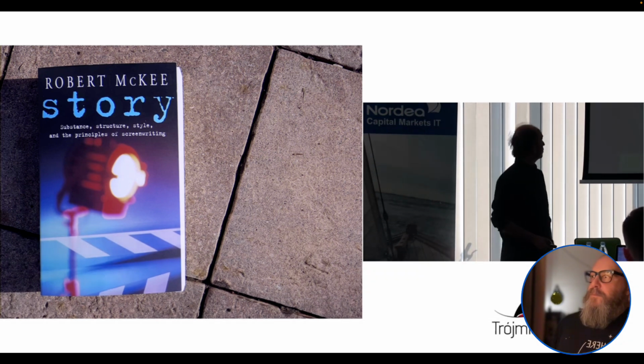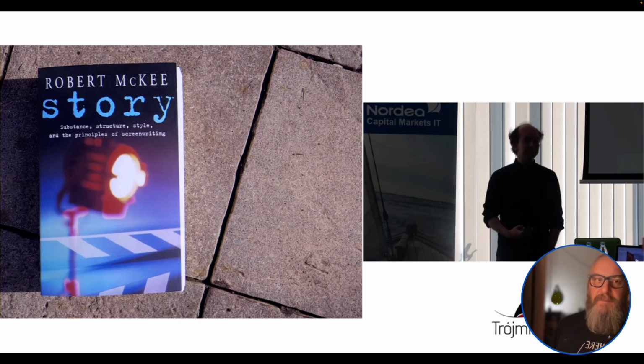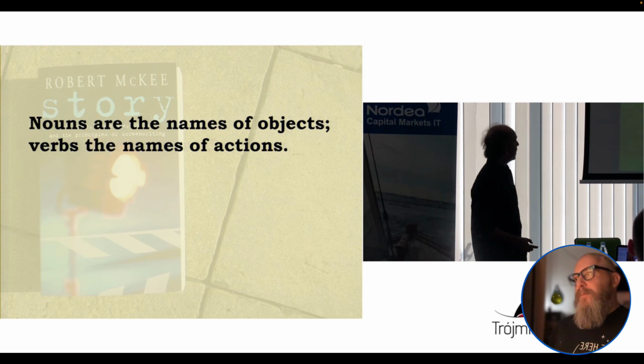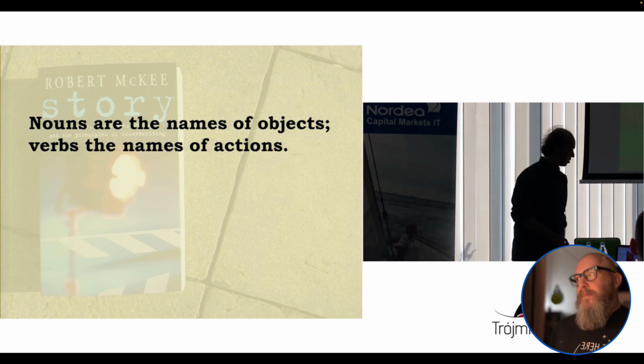And this is an interesting book I came across recently, Robert McKee's Story. It's about screenwriting, and in it he describes a number of techniques and observations, very useful if you want to watch a film, actually, as opposed to just write one. But he talks about story, and he makes this very simple observation. Nouns are the names of objects. Verbs, the names of actions.